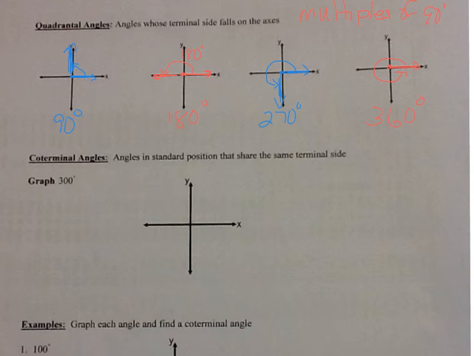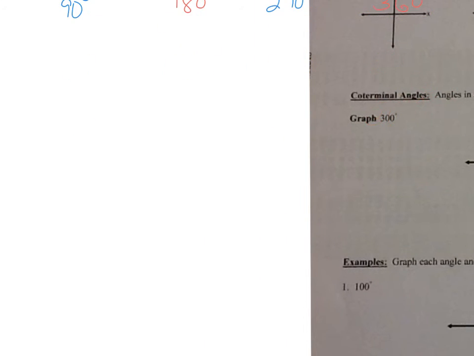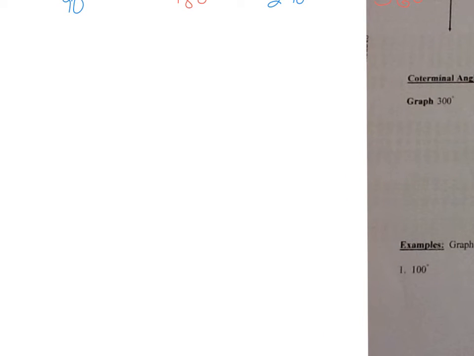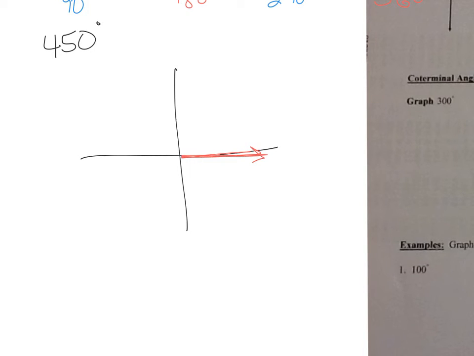Okay, now before we get into what coterminal angles are, you can have angles that are bigger than 360 degrees. So you can have an angle, let's say, of 450 degrees. It's an angle that starts here on the positive side of the x-axis. It goes around, because that would be 360, and then it terminates in one of the quadrants.